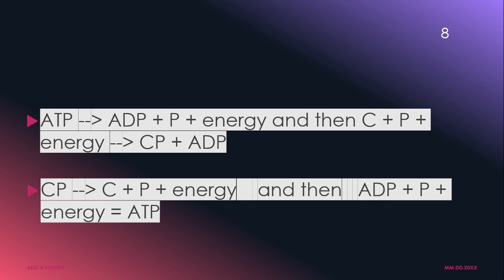And another equation. Again, we're creating ATP, so ADP, or adenosine phosphate, and phosphagen plus energy create creatine plus phosphagen, and energy creates creatine phosphate and ADP. And on the flip side, you have creatine phosphate, which is creatine plus phosphate and energy, and then combine that with ADP and phosphagen and energy, and you've got ATP, which is the end result.